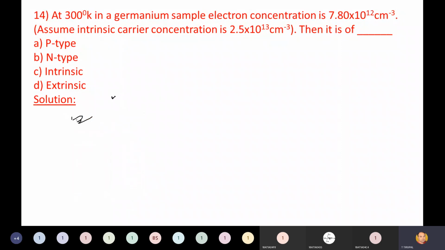Electron concentration is given: N is equal to 7.8 into 10 power 12 per centimeter cube. Intrinsic concentration Ni is given as 2.5 into 10 power 13 per centimeter cube. Tell me the answer. Anyone?